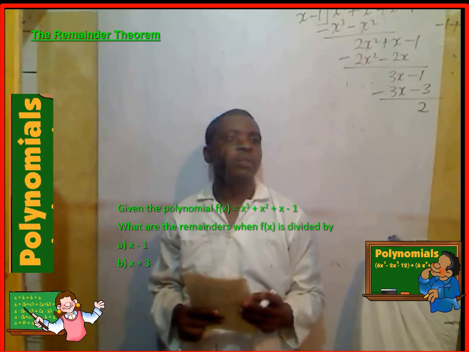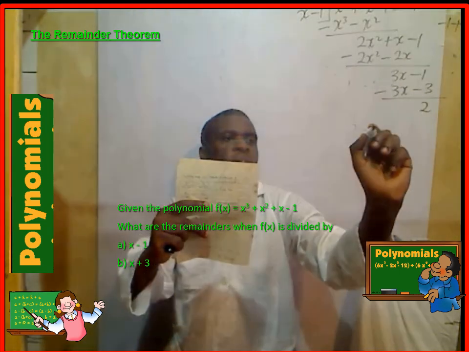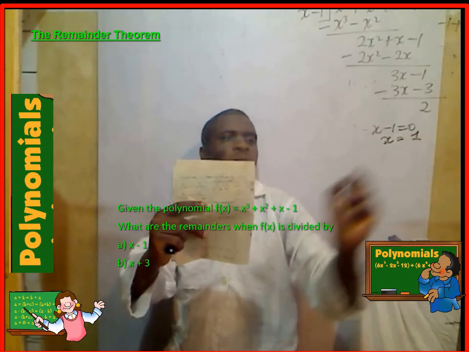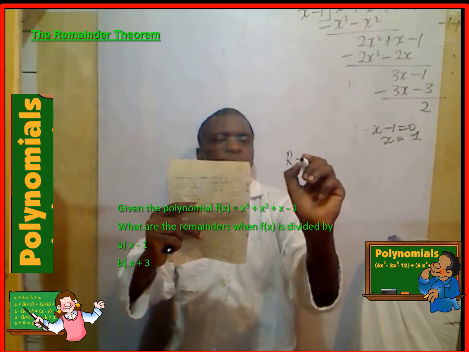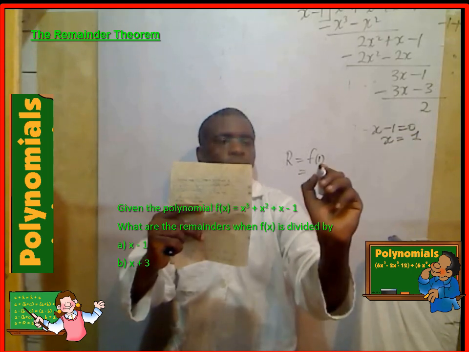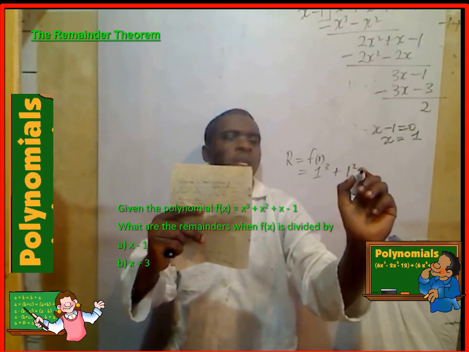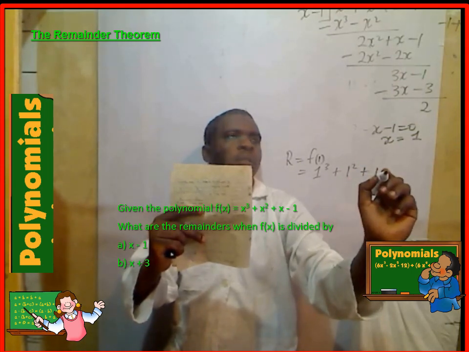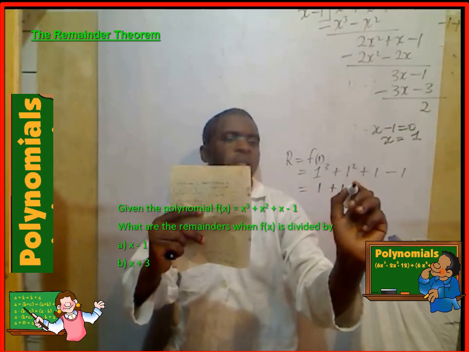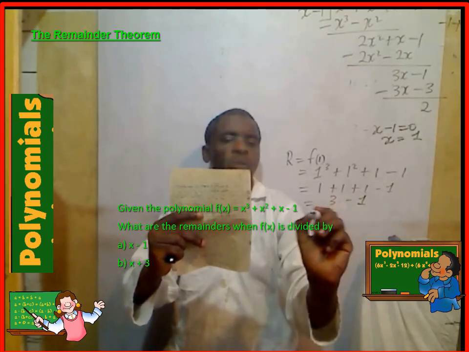So let's do the same, this time using the remainder theorem. If you say x minus 1 is equal to 0, x should be equal to 1. So my remainder will be equal to f of 1. This is equal to 1 cubed plus 1 squared plus 1 minus 1, which is 1 plus 1 plus 1 minus 1. It equals 3 minus 1, which equals 2.